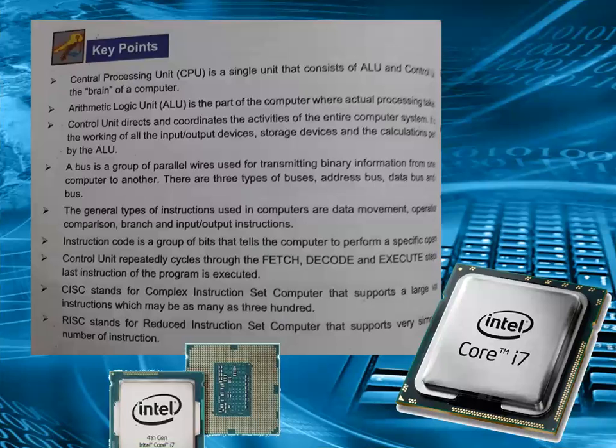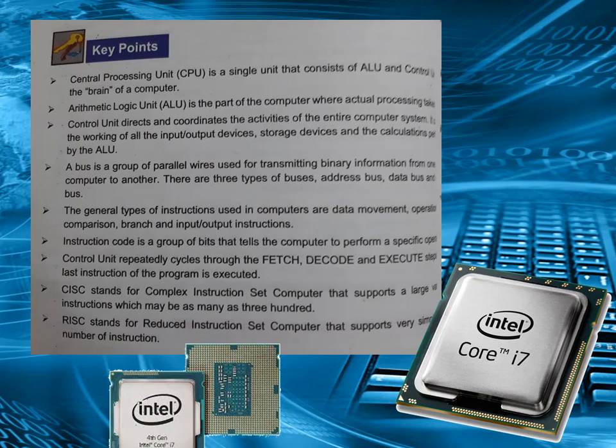Arithmetic logic unit, ALU, is the part of the computer where actual processing takes place. Then the control unit directs and coordinates the activities of the entire computer system. It controls the working of all the input-output devices, storage devices, and the calculation performed by the ALU. So if you remember, we discussed that the CPU is the brain of the computer system, and CPU is further divided into two or three main parts. ALU and CU are parts of the CPU.